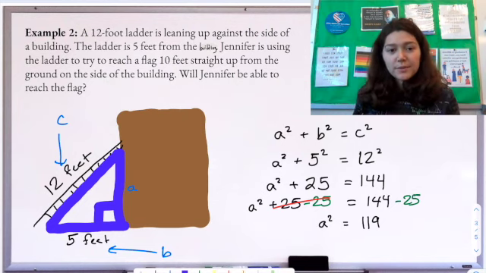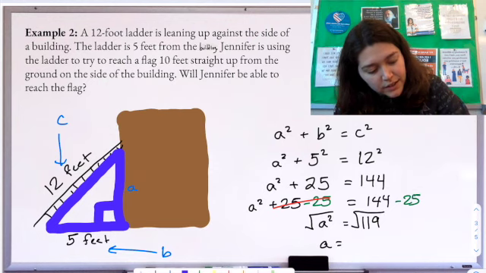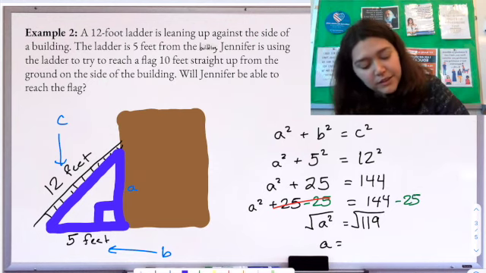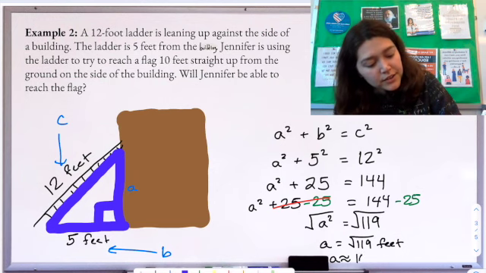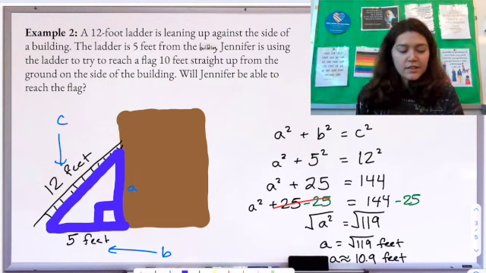Perfect. I take the square root. So I'm going to take the square root of both sides. And that will give me A equals exactly the square root of 119 feet. Or if I want to round, I can go to my calculator and find the square root of 119, and I'm going to get about 10.9 feet.